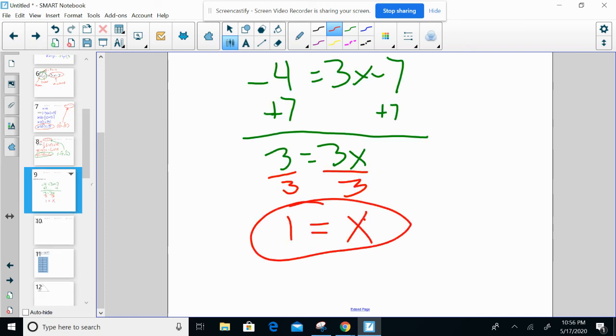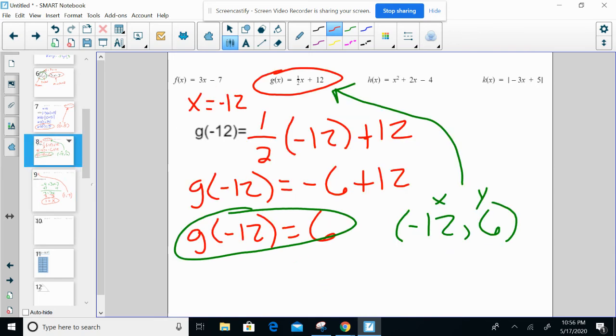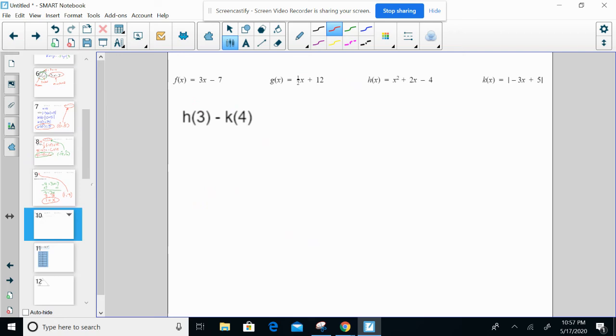Now, you can circle that. That's your answer. And keep in mind what we just did. We found the x, 1 for the y, negative 4. So the point 1, negative 4 is part of that function. We're just finding points based on if you're given x or y. If you're given the y, like in this one, you set it equal to that. If you're given the x, you plug it in. All right, now, last one.